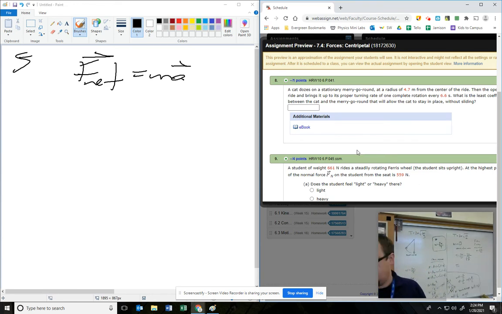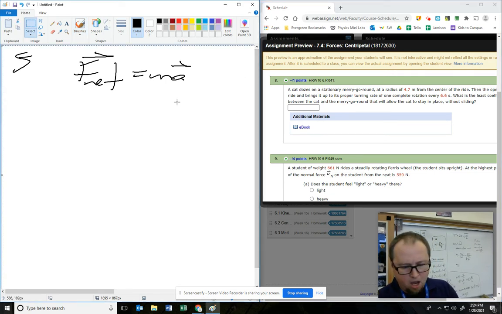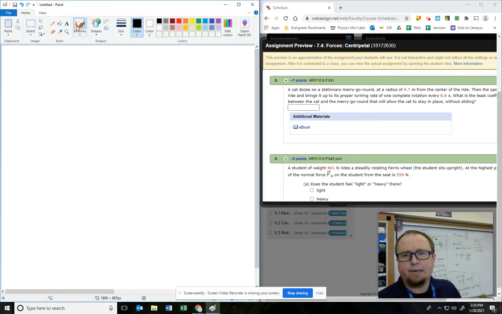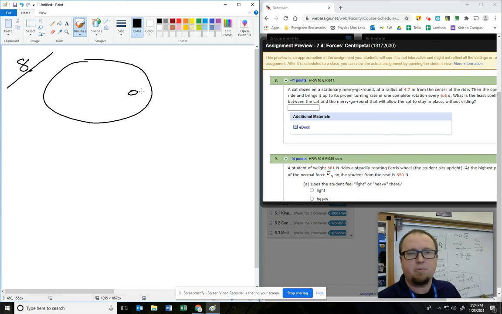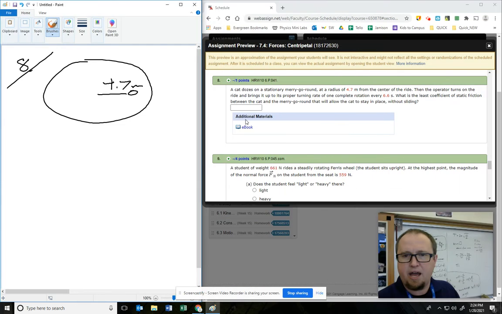Cat dozes on a stationary merry-go-round at a radius of 4.7 meters. Now we're doing some math, people. Let's go. Okay, we got number eight right here. So you got a cat sleeping on a merry-go-round, radius away is 4.7 meters. The operator of the ride brings it up to a proper turning rate of one complete revolution every 6.6 seconds.